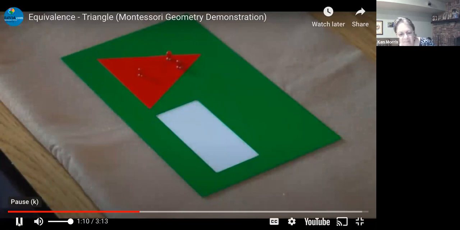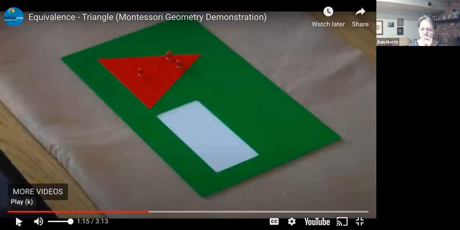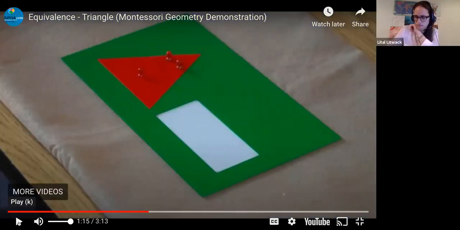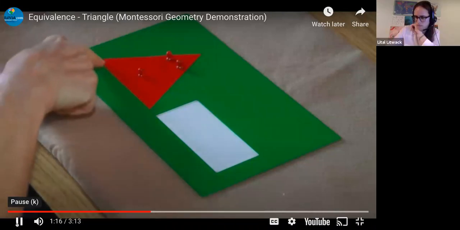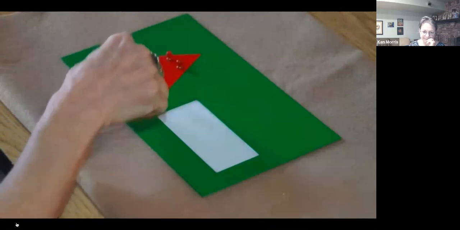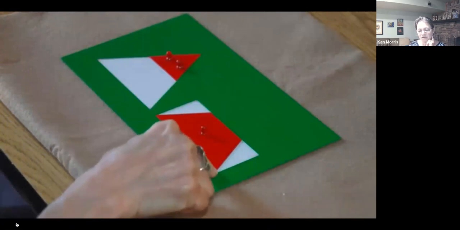That was step 2. Step 3 is naming the lines in the figures. Okay. So now what we have is we have the rectangle length and width, right? And in the triangle, we have the base and the height. And we're going to see the connection between these. This is the base of the triangle. This is the base of the rectangle. You see they're equal.